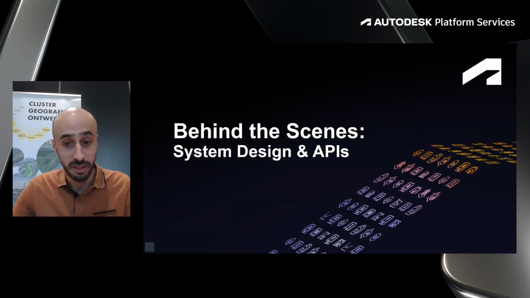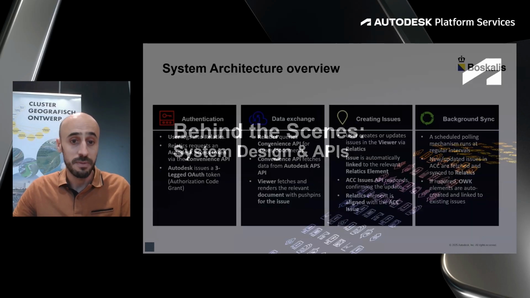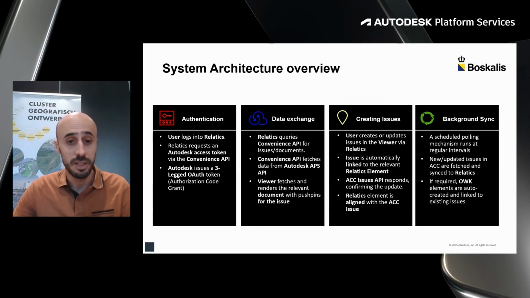And how does this architecture look like? So we have mirrored our APIs to those of APS. In a sense, we have an authentication service that takes care of all security and manages token exchange between APS and Relatics. We also have a data exchange service. This one mirrors the document service, the document API. It can query the documents and models in ACC, and we use it also to navigate through the folder structure in ACC. And of course, we have the issue service, which fetches the issues and creates and updates them also.